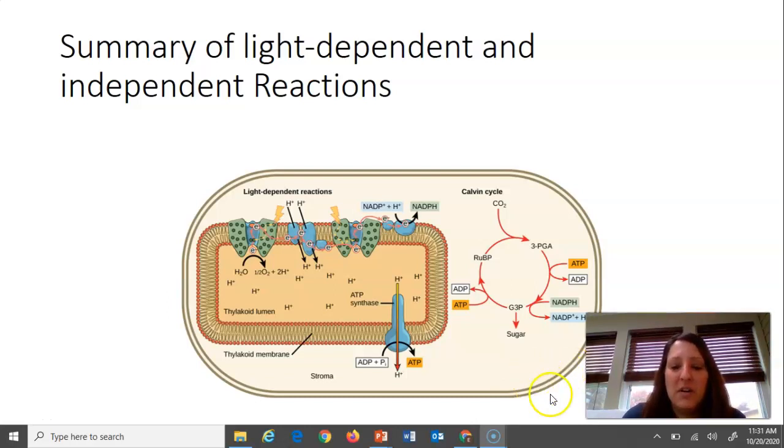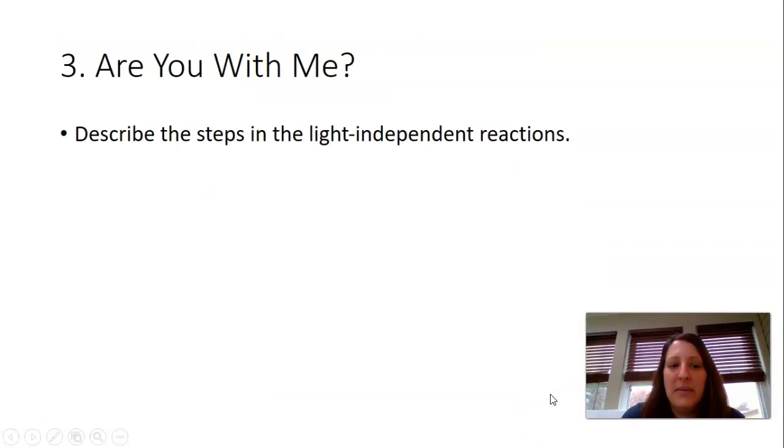We're going to go on to our last Are You With Me? You're going to pause here and describe the steps in the light-independent reactions. Remember, a sketch always really helps as well, so a description and a sketch would be great. Then you're going to be finished with your Are You With Me's. You're going to go ahead and upload those to Blackboard. But before you do, I've got just a couple more questions for you. After you're finished with this Are You With Me, come on back and we'll do those.